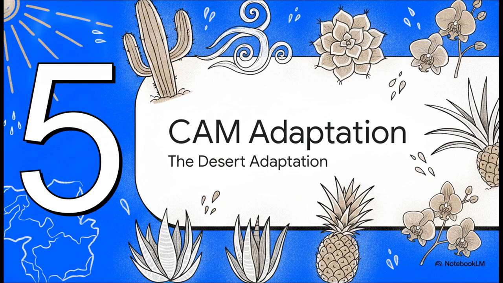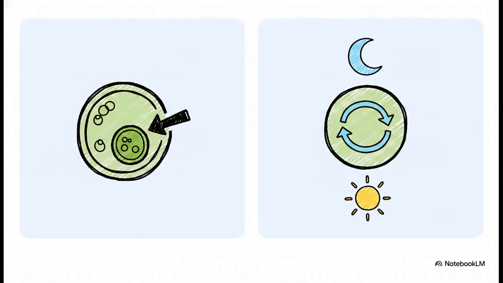Part 5. CAM, the desert adaptation. If C4 is an upgrade for hot climates, what about the most extreme, dry environments on Earth? Enter the ultimate desert adaptation, Crassulacean Acid Metabolism, or CAM. This is the survival pathway chosen by succulents, cacti, pineapples, and orchids to thrive where water is incredibly scarce. While C4 plants use spatial separation, physically doing the different steps in different cells, CAM plants use a temporal separation. A CAM plant performs its initial CO2 fixation at night and then runs the rest of the cycle during the day, all within the exact same cells.